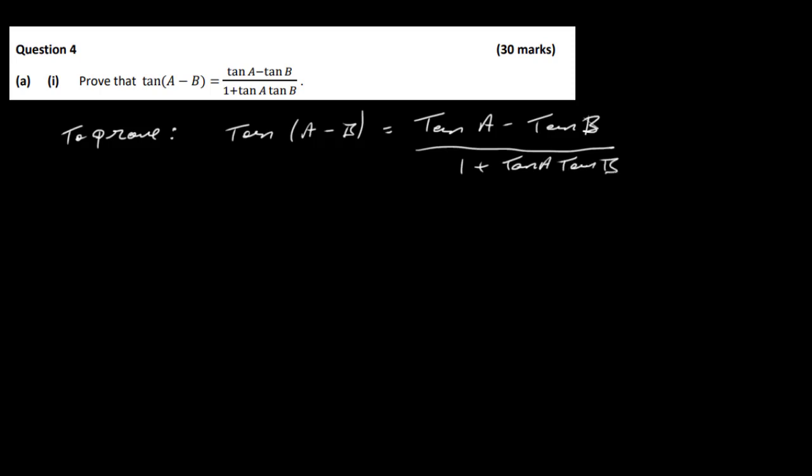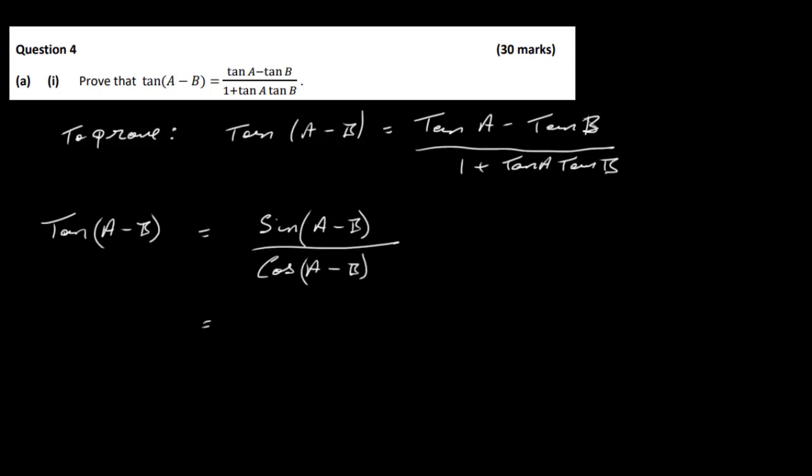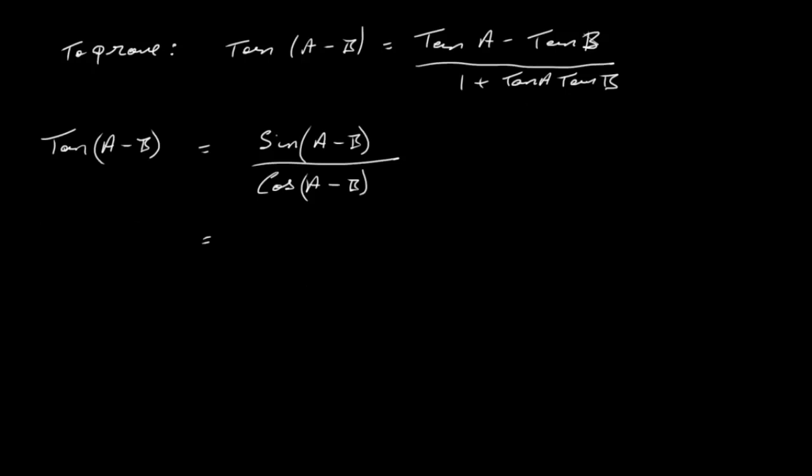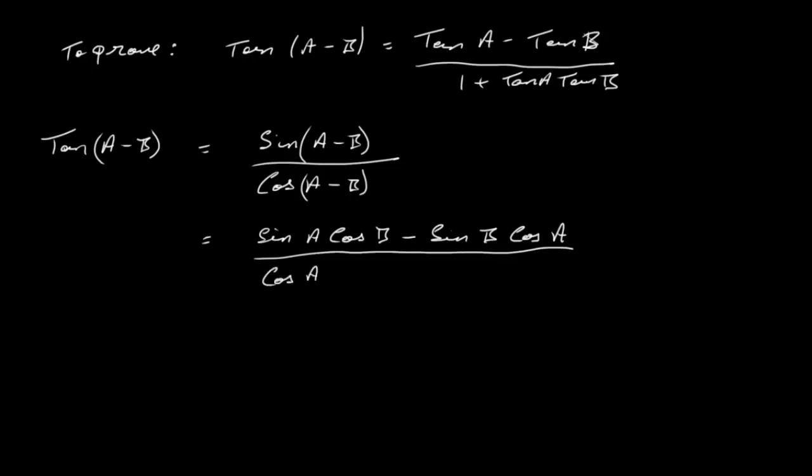So we're going to start with tan A minus B. That's equal to, tan is sine over cos, so tan A minus B is sine A minus B divided by cos A minus B. Now these trig identities are in your table, so you can just read them off. Sine A minus B is sine A cos B minus sine B cos A. And cos A minus B is cos A cos B plus sine A sine B.